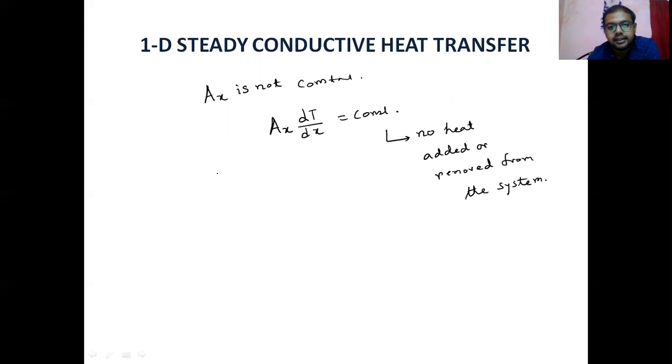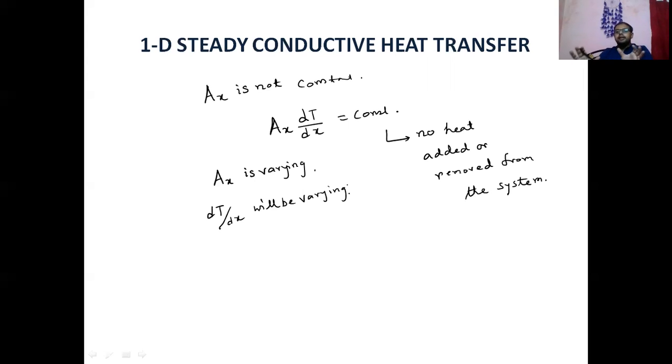But if Ax is varying, dT/dx also will be varying. But the multiplication of these two will be constant. What does it mean? This is the concept. Exam questions come from there. There the question will come.